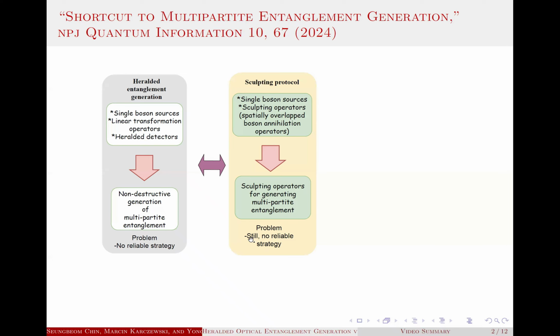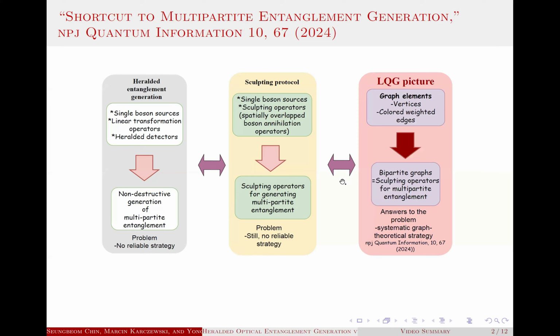And still, the problem of this protocol was that people couldn't find any reliable strategy to find the schemes for generating various kinds of multipartite entanglement. To overcome this problem, we have introduced a novel graph method, which I named the graph picture of linear quantum networks, or linear quantum graph picture, or simply LQG picture, as you see here.